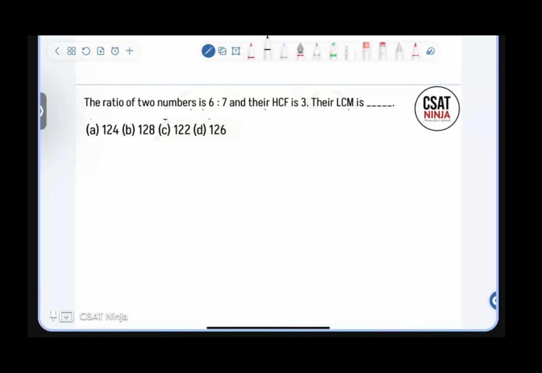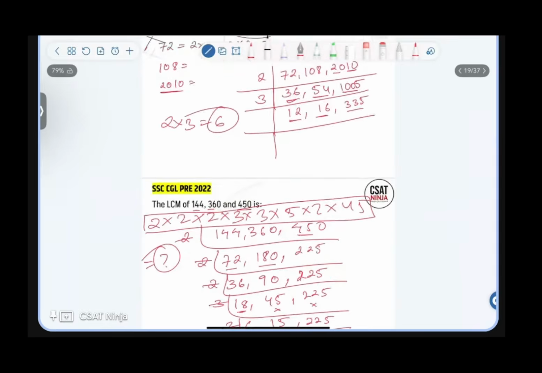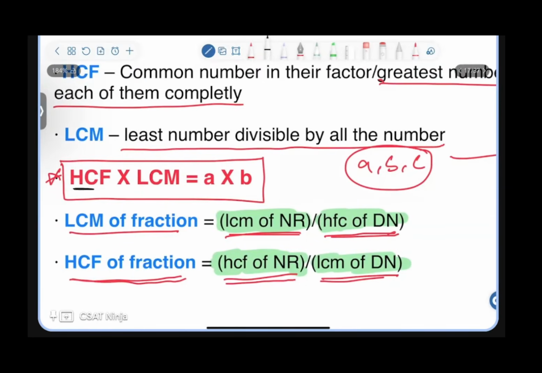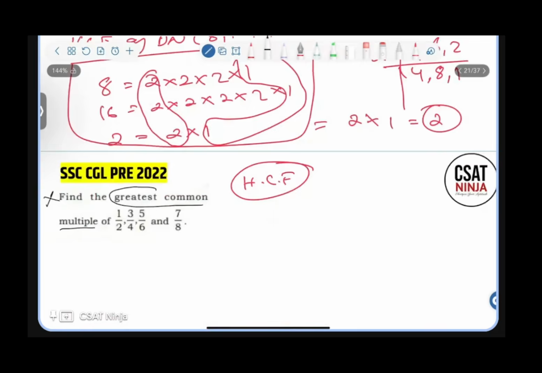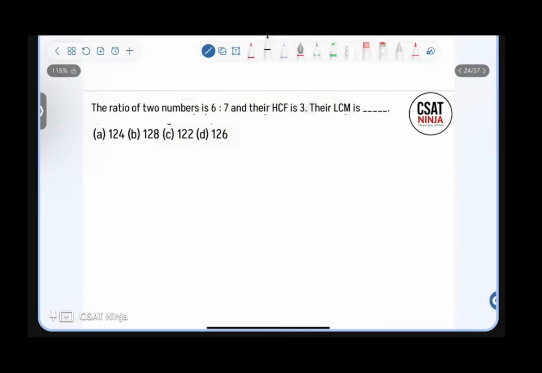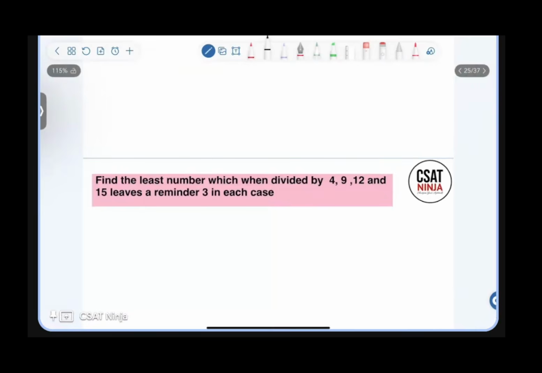Okay. I haven't written down the formula here, but the formula is this one. LCM into HCF is equal to A into B. That means the HCF of two numbers into the LCM of two numbers is nothing but the product of the numbers themselves. Remember, this rule is applicable only for two numbers, okay? Only for two numbers. Clear with that? So before going to this question, I'll discuss an example, and after that, let's go to that question.